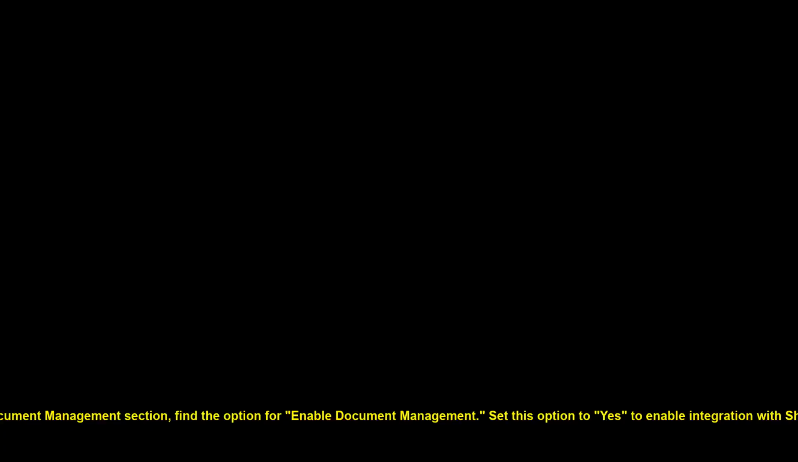Click on System Settings to open the Configuration settings. Navigate to the Document Management tab in the System Settings window. In the Document Management section, find the option for Enable Document Management. Set this option to Yes to enable integration. Next, click on the Configure SharePoint Online button.